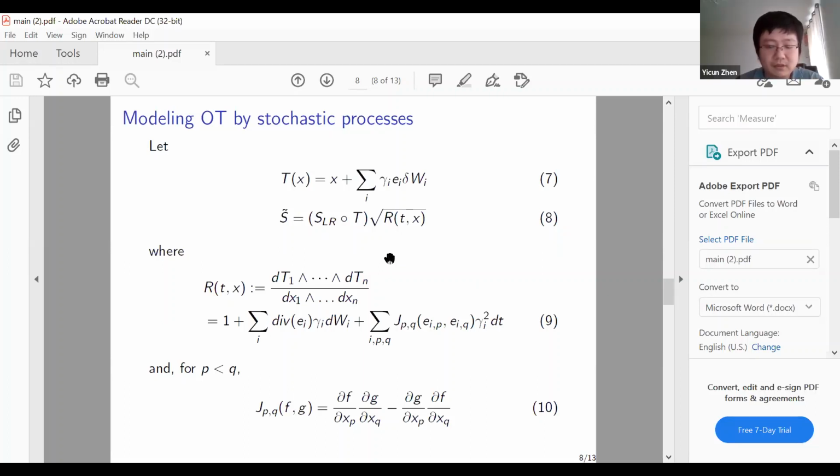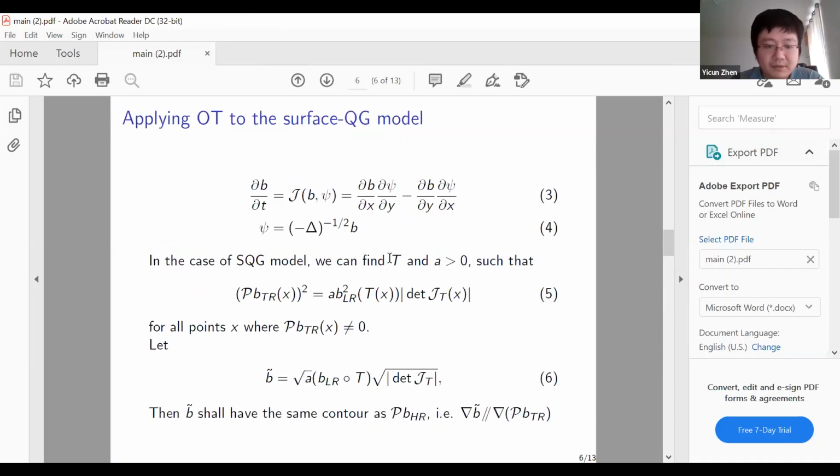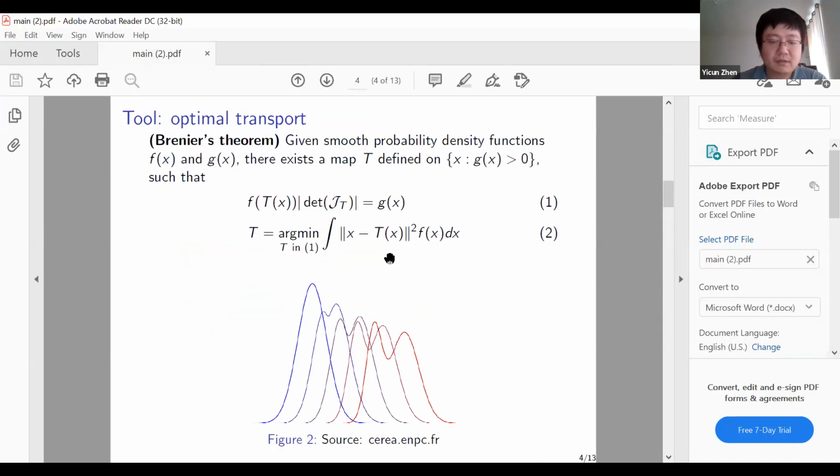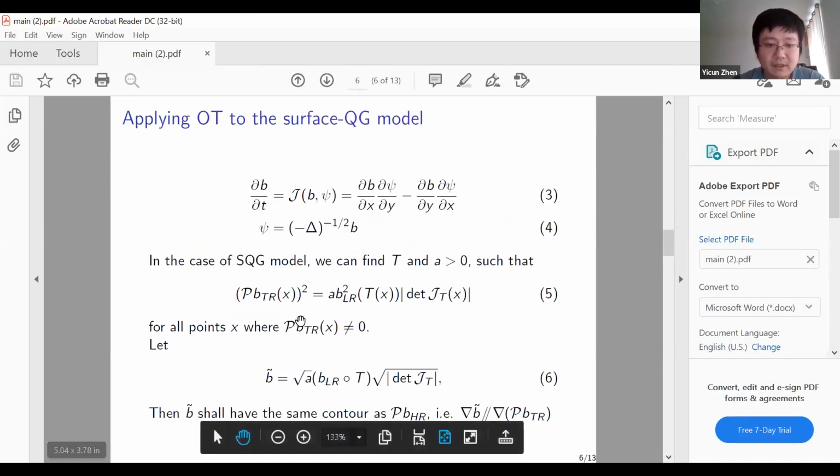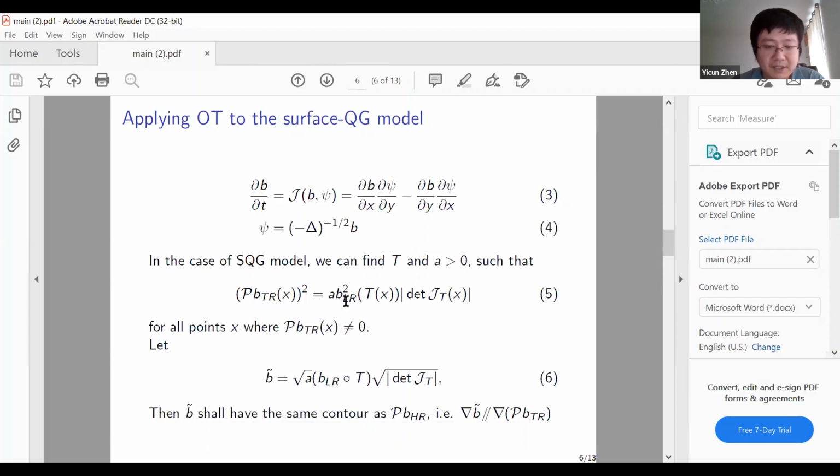Can you explain it again, please? So you see in the optimal transport theory, let me look at this. In equation 5, basically we say that we can find the transport T so that the squared function composed with T times the determinant of the Jacobian of T is equal to the destination function.